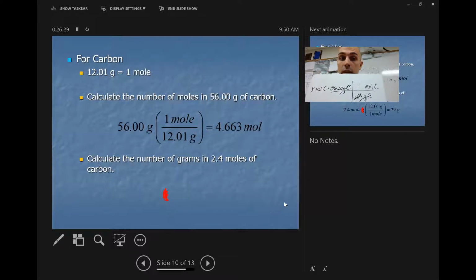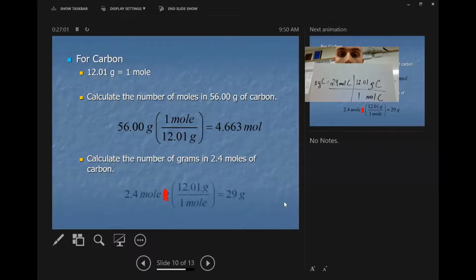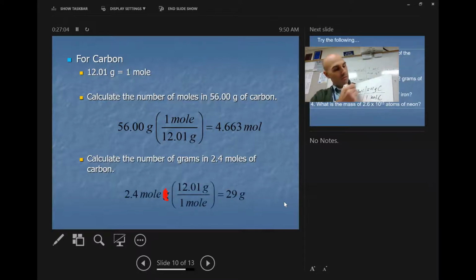Let's do the next one together. Calculate the number of grams in 2.4 moles of carbon. This time, what do we want? We want the number of grams. So X grams of carbon equal 2.4 moles of carbon. What has to go on the bottom in order to cancel? Correct, moles of carbon. And we want to go to grams of carbon. And remember, we have our relationship, 12.01 grams for every 1 mole. The moles cancel. We just have to multiply, and we get 29 grams of carbon.